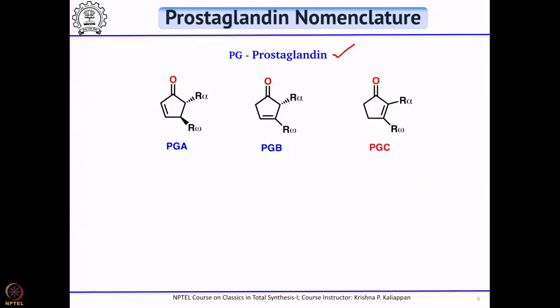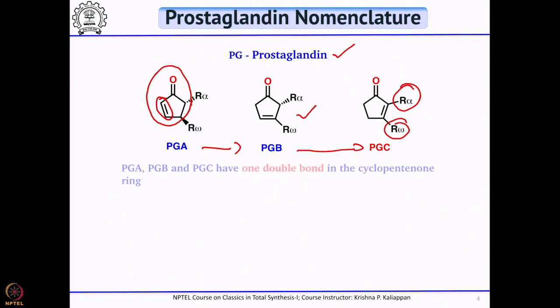PGA, PGB, PGC all have a cyclopentenone. You can see this 5-membered ring is in the form of a cyclopentenone. But the double bond position changes from A to B to C. When you go from A to B to C, the position of the double bond migrates. One is an alpha beta unsaturated ketone, then a beta gamma unsaturated ketone. The other is also an alpha beta unsaturated ketone, but with no chiral centers; it is a tetrasubstituted compound. The first one is an alpha beta unsaturated ketone with a disubstituted double bond, whereas the second one is trisubstituted, and the third one is tetrasubstituted. So they are called PGA, PGB, PGC. All of them have one double bond, but the position of the double bond gives their name.